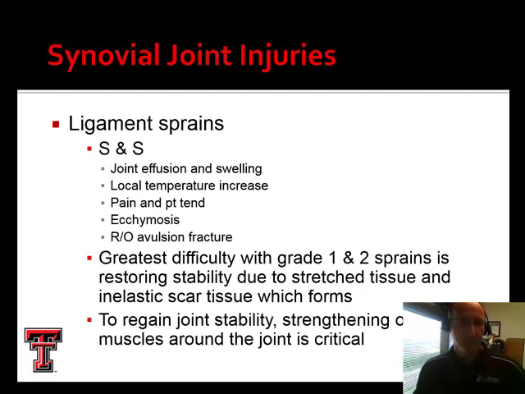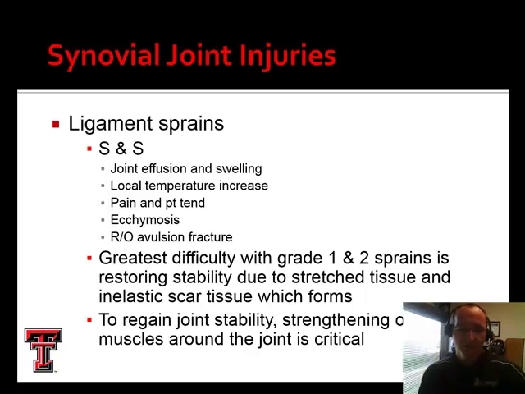All right, now our signs and symptoms of sprains include joint effusion, if it's a joint like the knee where we've got a significant joint capsule, that's swelling that's contained within the joint, or just swelling external to the joint, edema. There may be a local temperature increase where we've got blood accumulating there. They may have pain and point tenderness, ecchymosis or bruising, and we want to make sure we can rule out what's called an avulsion fracture, where the ligament itself is intact but the attachment point on the bone is actually broken free.